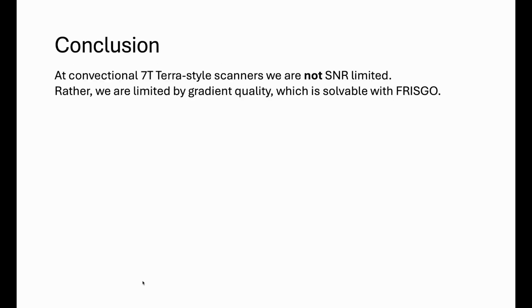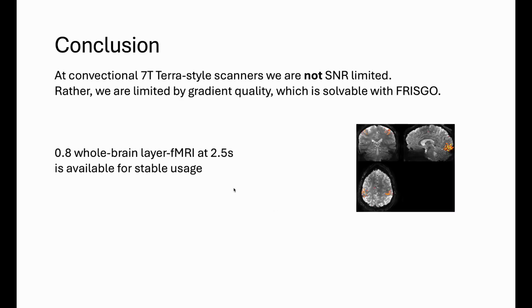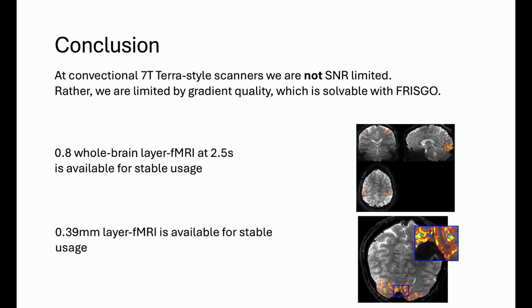In conclusion, with the conventional 7T scanners that we all have, we are not limited by SNR, we are not limited by the number of RF channels, we are not limited by the gradient strength. What we are limited by is the gradient quality, which is solvable with FRISGO, just optimizing these short-term gradient imperfections. And FRISGO allows us to do whole brain layer-dependent fMRI at just 2.5 seconds. And we can also push resolutions to 0.39mm at conventional 7T scanners.